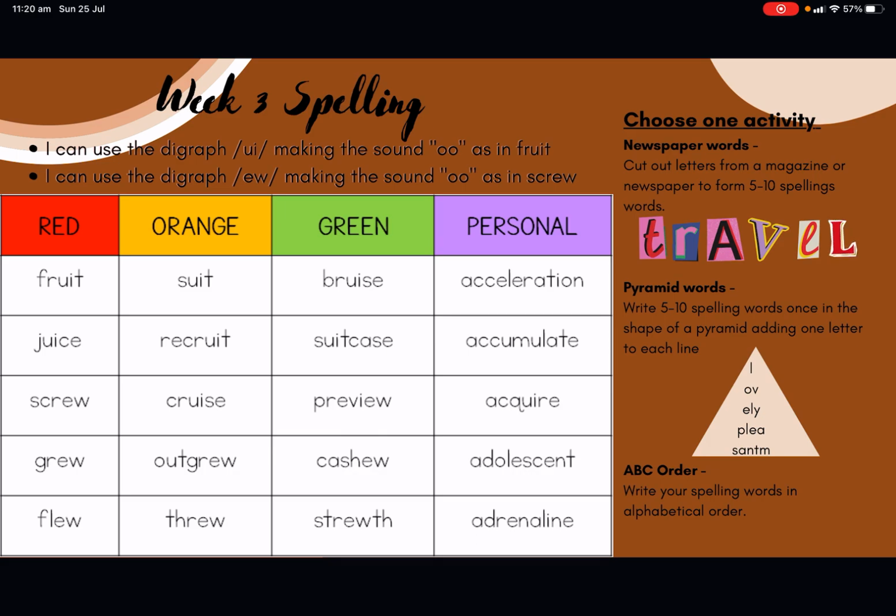However, can I suggest that if you did newspaper words last week, perhaps this week you might like to try the pyramid words or the ABC order. Or if you did pyramid words last week, you might like to do newspaper words or ABC order. That way you're just changing it up a bit each week.